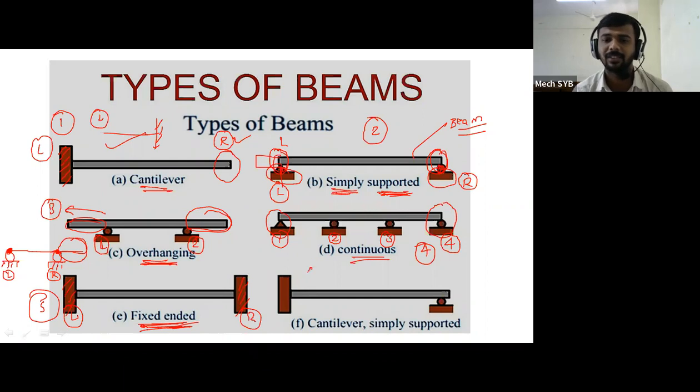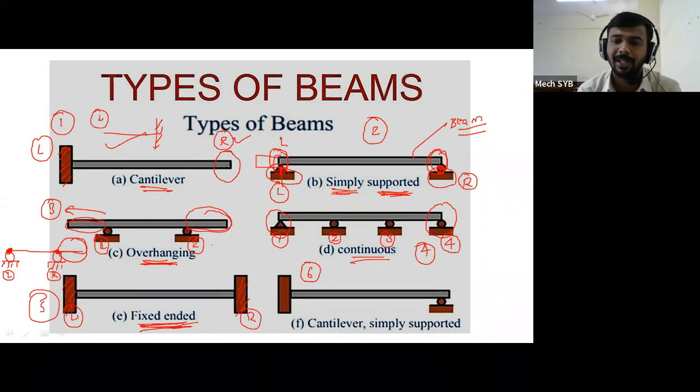Okay, and last, figure number 6 or figure number F, it is called a cantilever simply supported beam. It is a combination of two beams. Cantilever simply supported beam. Why is it called cantilever? Because their left side is fixed, and at another end one roller support is given.